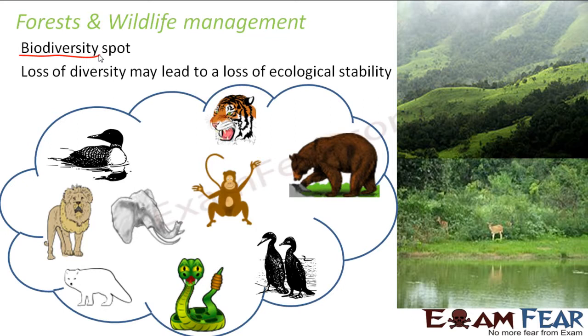Now what will happen if forests and wildlife are not managed? Biodiversity will be lost, right? And loss of biodiversity will lead to loss of ecological stability. So what do we mean by ecological stability? Ecological stability means that in this entire world, every living organism is dependent on one another.